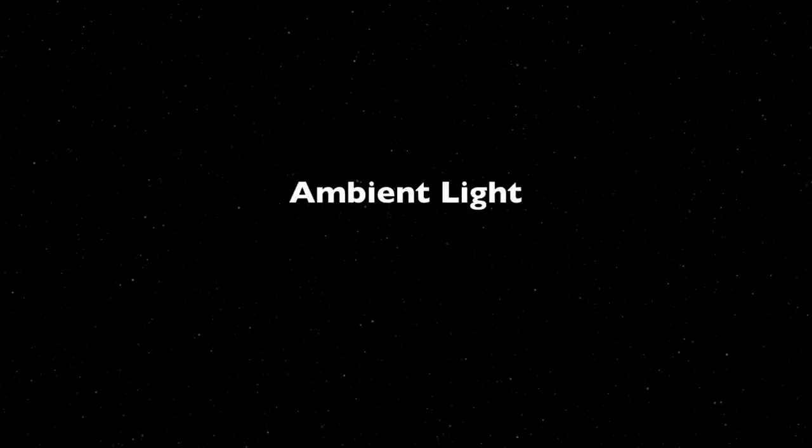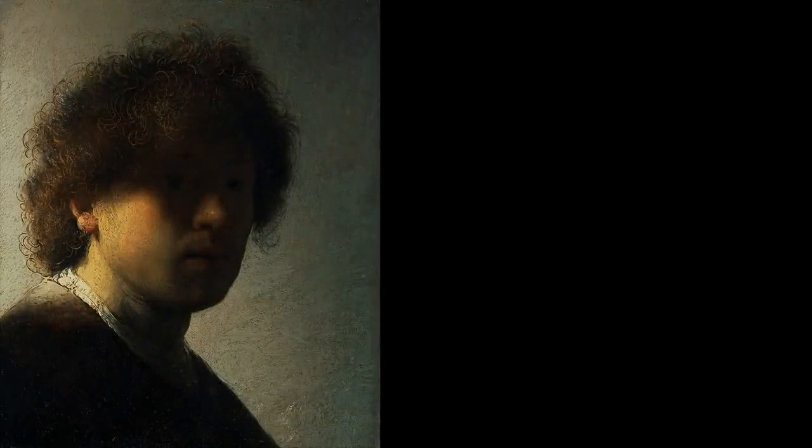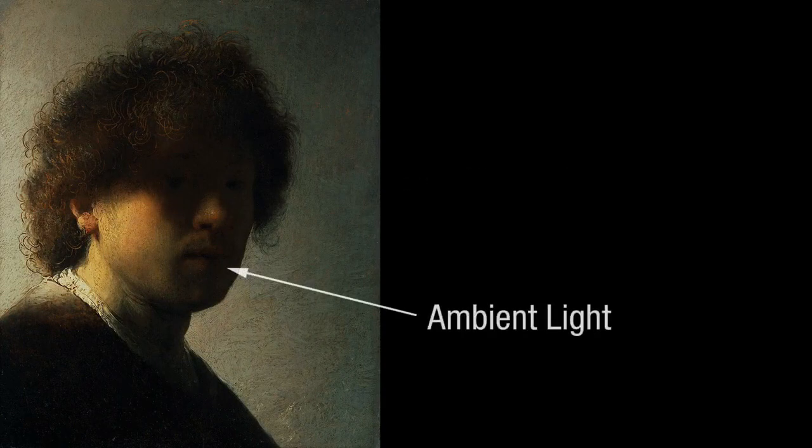Ambient light has two main effects, and they both influence the shadows. Ambient light softens and lightens shadows. Here's a painting by Rembrandt. We can clearly see direct light hitting the cheek here. Ambient light is visible in the form-shadow area. The shadows here are very dark because there is very little ambient light in this room.